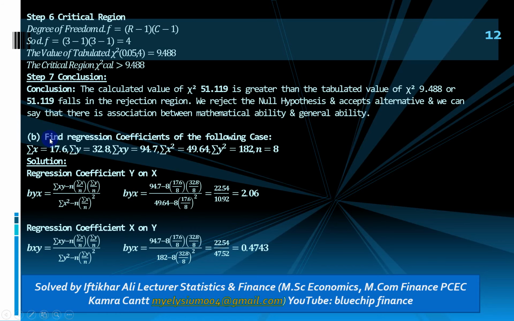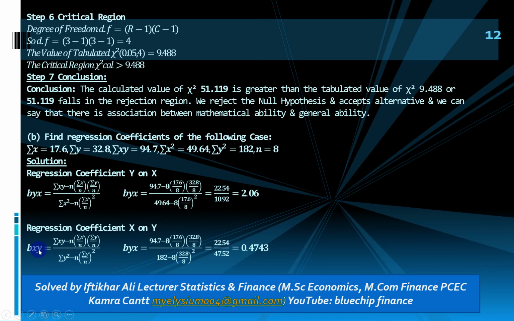Part B, find regression coefficients of the following cases. Data is given here. In the previous paper, I told you that there are a lot of formulas to calculate correlation coefficient and regression coefficients, and I will change the formulas from time to time to tell you about the different formulas for these calculations. So in this paper, I use a different formula for both regression coefficients.